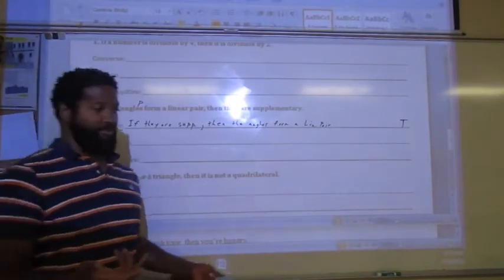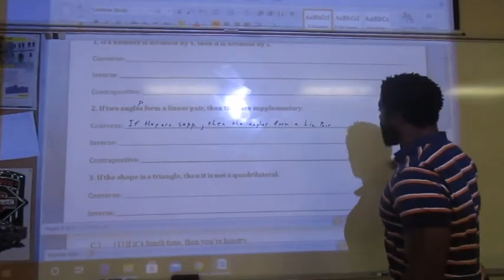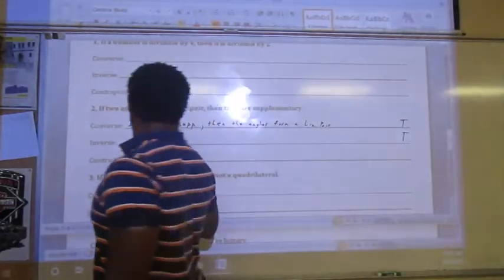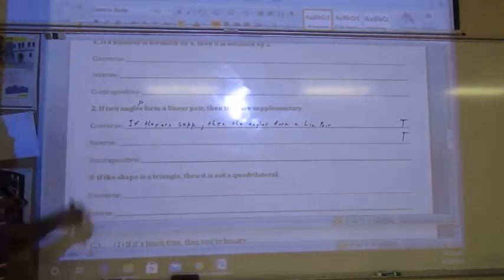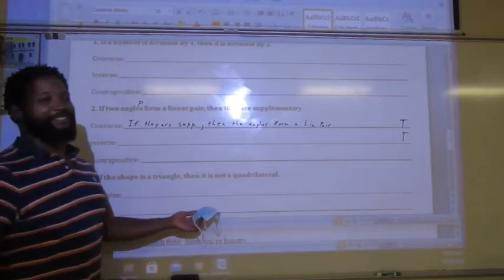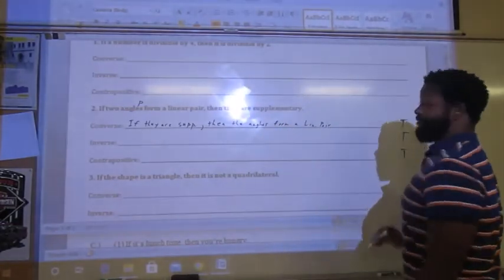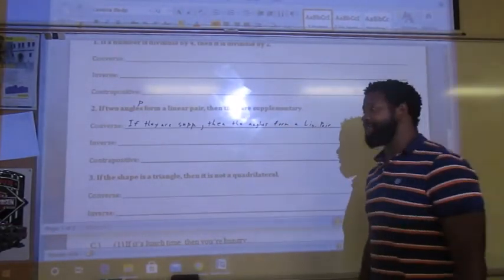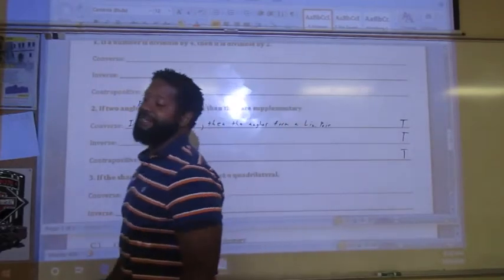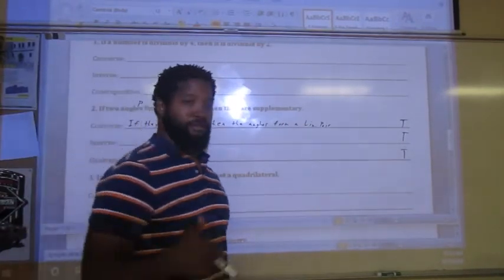So is this true? Oh yeah. It is true, okay? The inverse is true. If it's not supplementary, then it doesn't form a linear pair. True. True, all right? Sometimes the whole thing is true. Sometimes the whole thing is false. Depends on what's being said. Okay? So, y'all good so far?